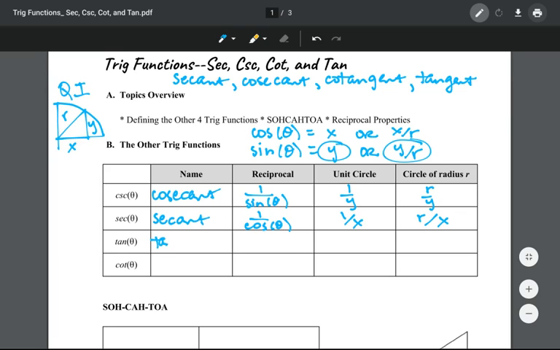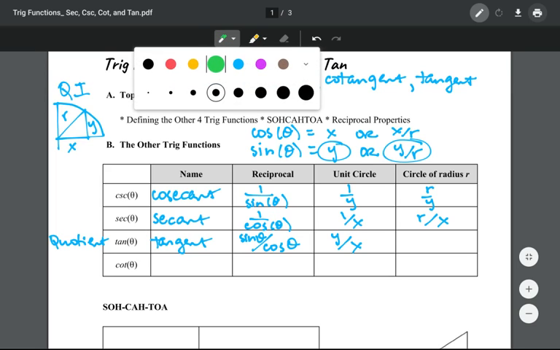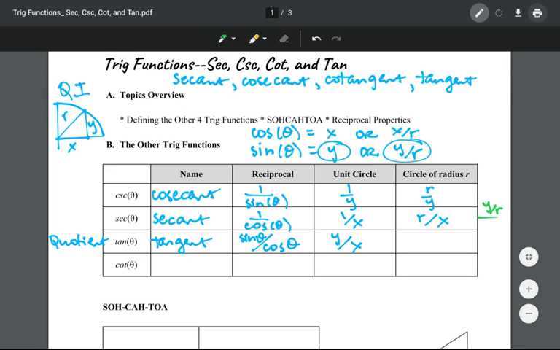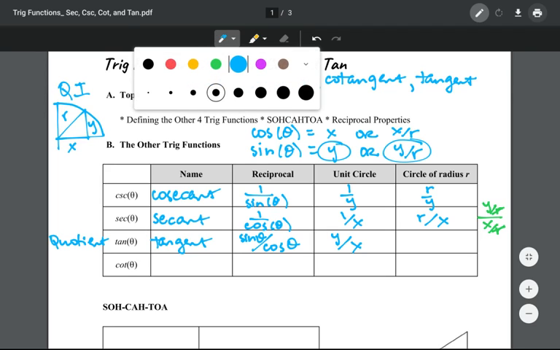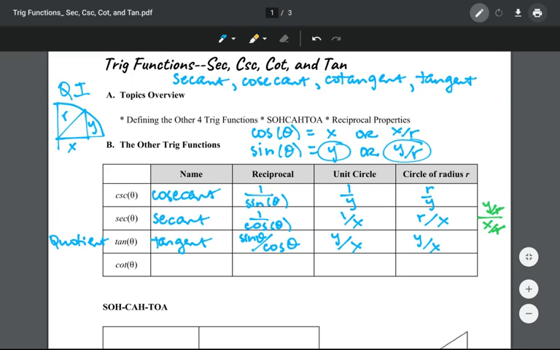Tangent. Tangent is actually a quotient instead of a reciprocal. It's the quotient sine over cosine. On the unit circle, sine is y, so that's y over x. If I'm off of the unit circle, I'm going to do this off to the side in green. It would be y over r divided by x over r, but these r's end up canceling, so we get the very same ratio of y over x.